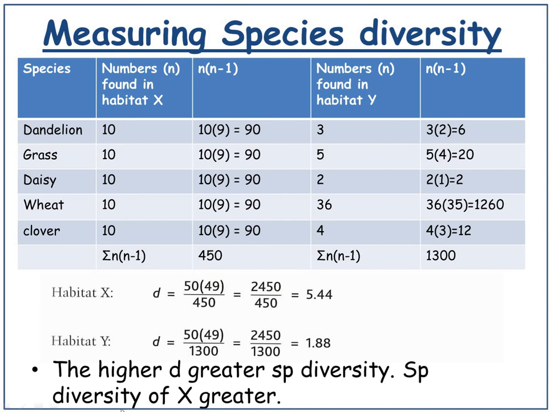So the higher the D, the greater the species diversity, and the species diversity of X is greater because the species are more equally proportioned.